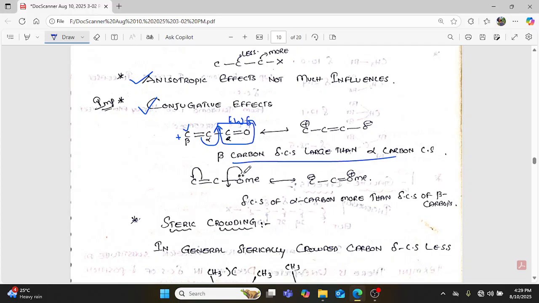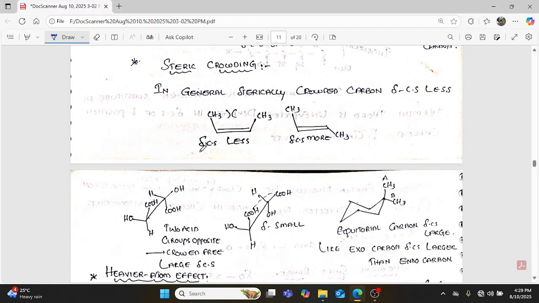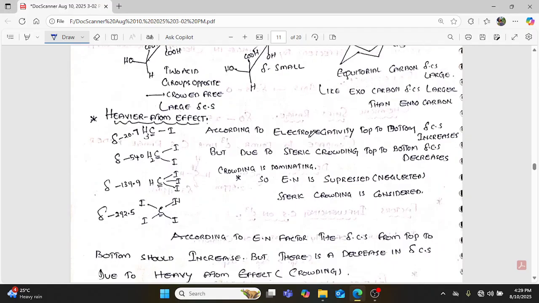In case of an electron releasing group, what happens? The beta carbon gets the minus charge. More electron density means the applied field is less, the frequency is less, and the chemical shift value is less. Okay. Next is steric crowding. If steric crowding is there, chemical shift values will be less. In the absence of steric crowding, chemical shift values are higher. The same factors we discussed in proton NMR apply here also.